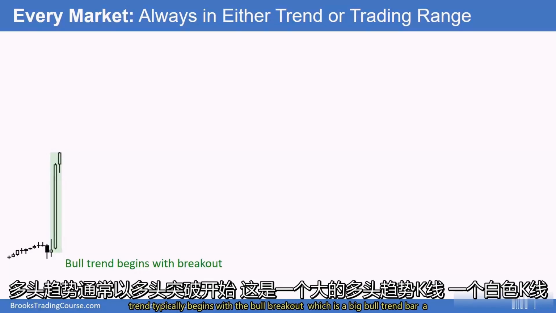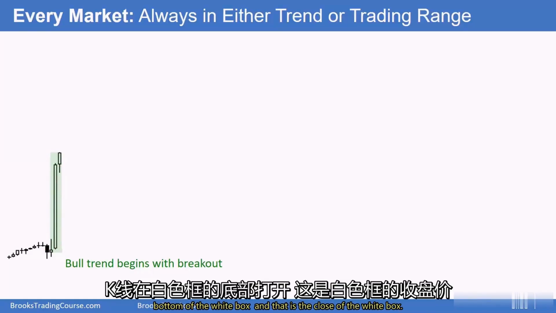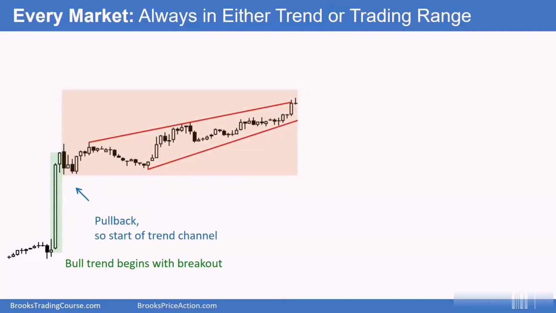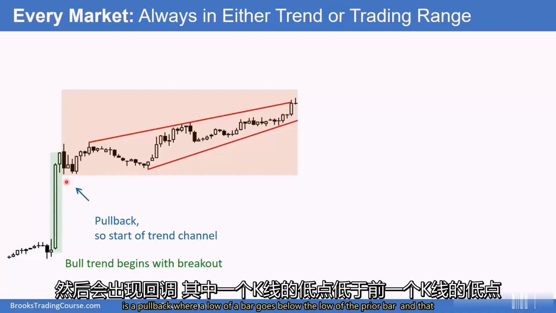A bull trend typically begins with a bull breakout, which is a big bull trend bar, a white bar. Bear bars are black bars. And here the bar opens at this point at the bottom of the white box, and that is the close of the white box. After the breakout, which can last many bars, here it lasted a couple bars, there is a pullback, where a low of a bar goes below the low of the prior bar.